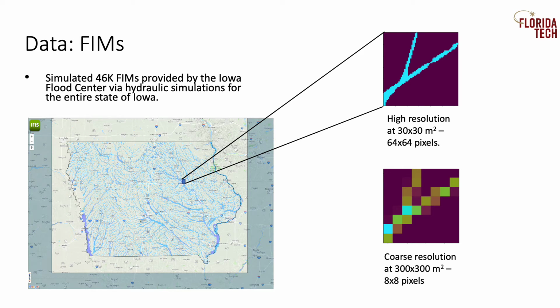Our data was obtained via hydraulic simulations for the entire state of Iowa. This was obtained from the Iowa Flood Center. Our high-resolution flood inundation maps are roughly 30 meters with binary responses for each pixel, indicating a flood or no flood. We selected these FIMs developed for a return period of 25 years.